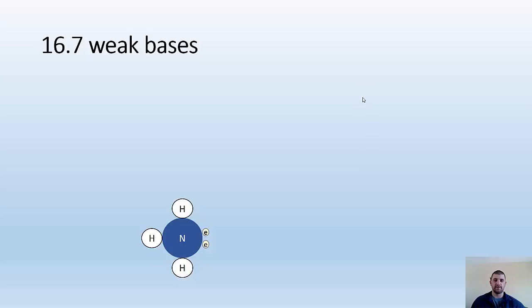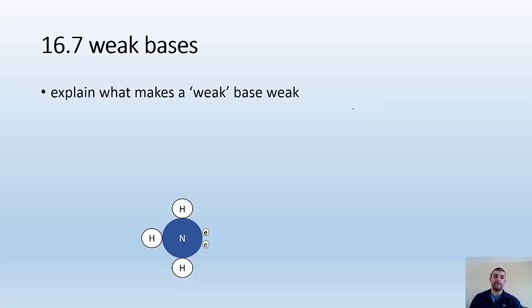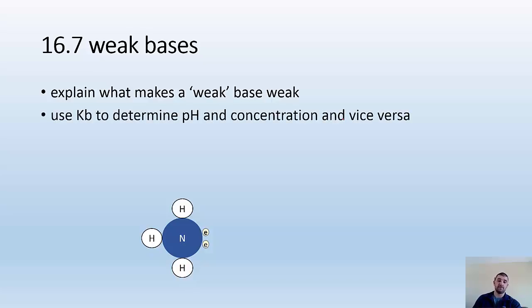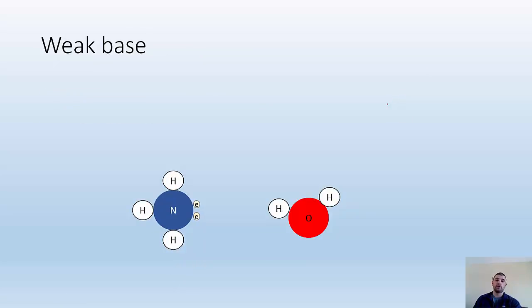Mr. Donnie here again, taking a look at 16.7 stuff, weak bases. So our objectives are as follows. Explain what makes a weak base weak, and use the KB to determine pH and concentration and vice versa. So going from pH to concentration or concentration to pH. All right, so weak bases.